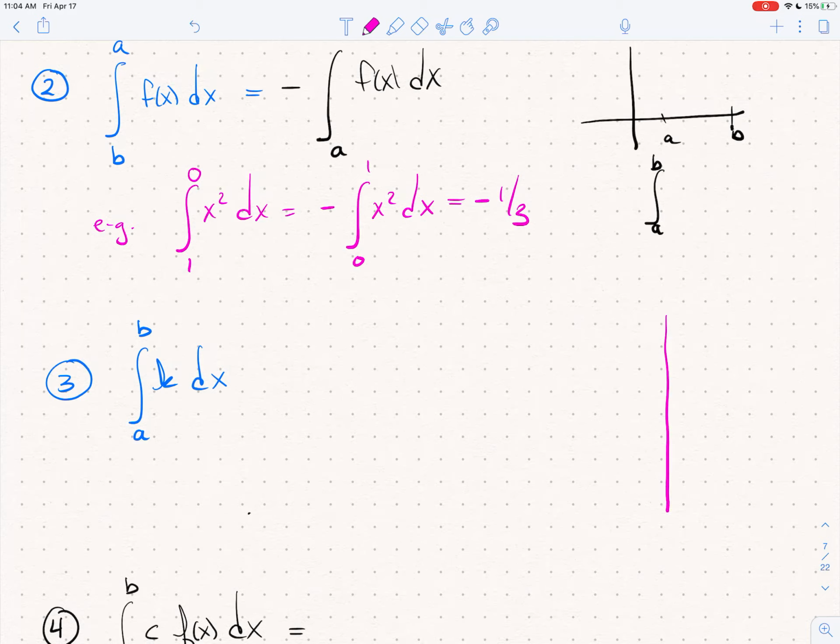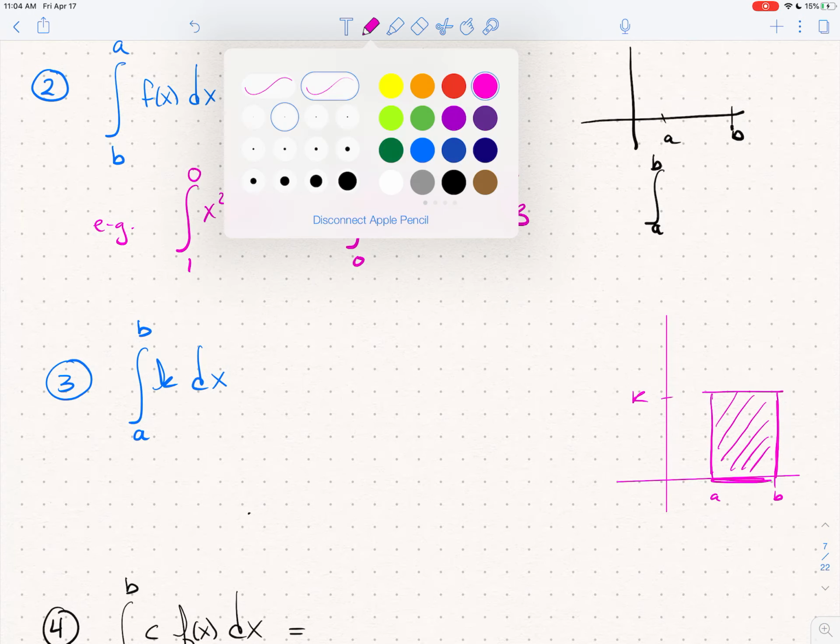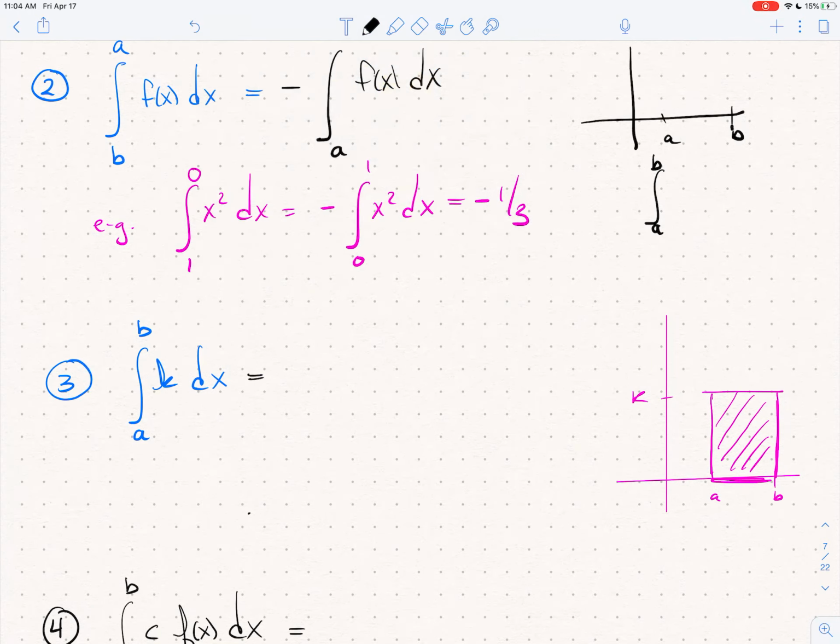Third property, what happens if you integrate a constant? Well, let's sketch a picture off to the side. I'm stuck working in pink, but that's okay. So here's a, here's b, here's my constant k. And if you want to find the area under k, well, it's just the area of a rectangle. It's just b minus a times the height k. So that's exactly what this property is. This is just b minus a times k.